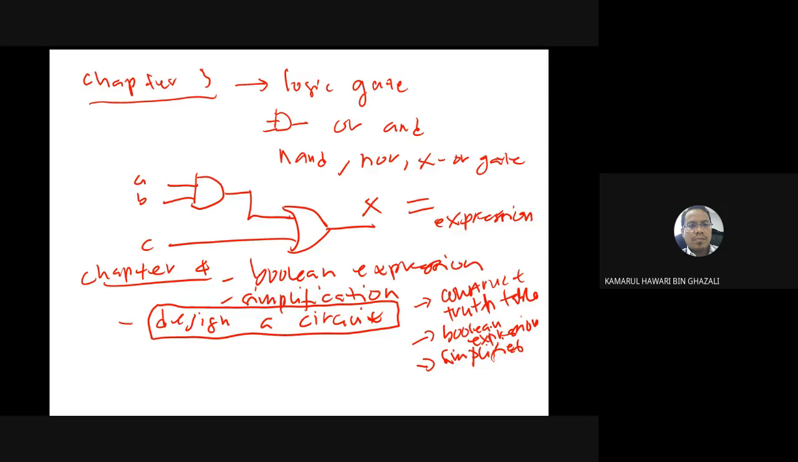No need to use K-maps, because at chapter 4 we have not studied K-maps yet. K-maps are in chapter 5. Simplify and then construct a circuit. Please do the exercises on designing circuits. This is what you need to focus on and highlight.